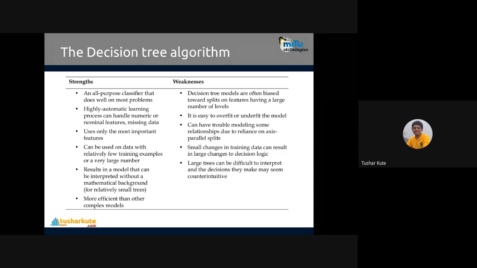Then, small changes in the training data can result in large changes in decision logic. If you change the data, obviously the complete node will also change, or the decision logic applied in the node will be affected because of that small change you have performed in this data set. Remember. And the last one: large trees can be difficult to interpret, and the decisions they make may seem counterintuitive.